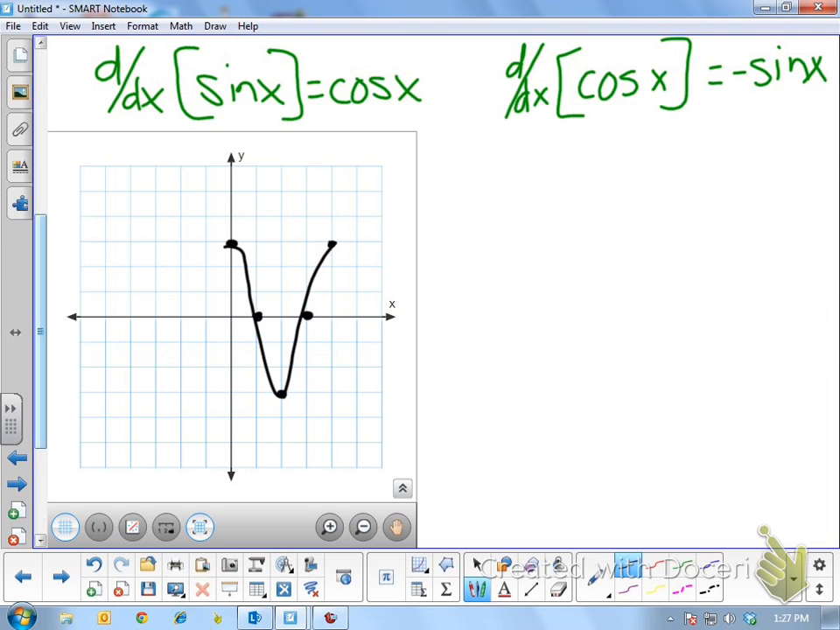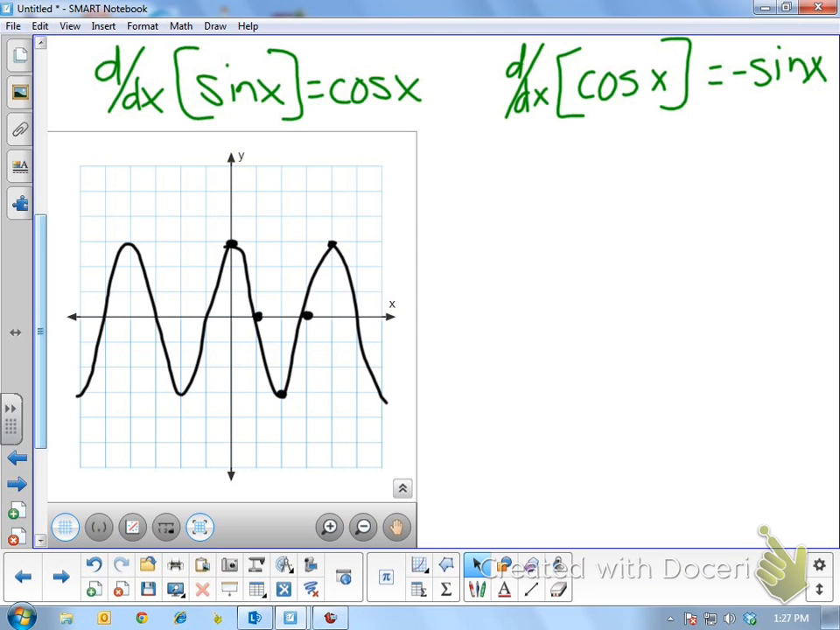We know cosine keeps going, so it would look like this. So our question is, why is this going to come out as negative sine instead of positive sine? So let's take the derivatives at various points and look for a pattern.